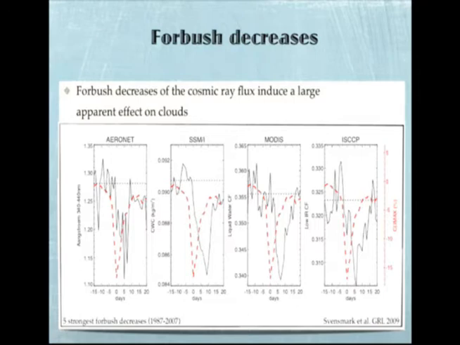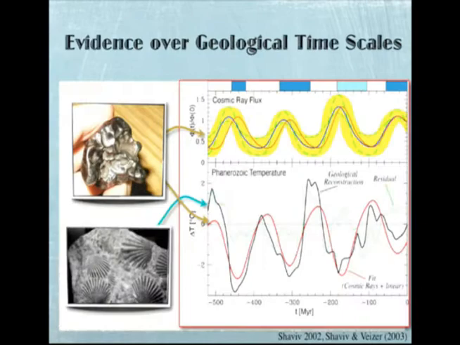You see in four independent data sets, the left one is the aerosols, and three other ones from three different cloud data sets, you see that as there is a reduction in the number of ions because of reduced cosmic ray flux, you reduce the number of condensation nuclei, and you change different properties of cloud cover.